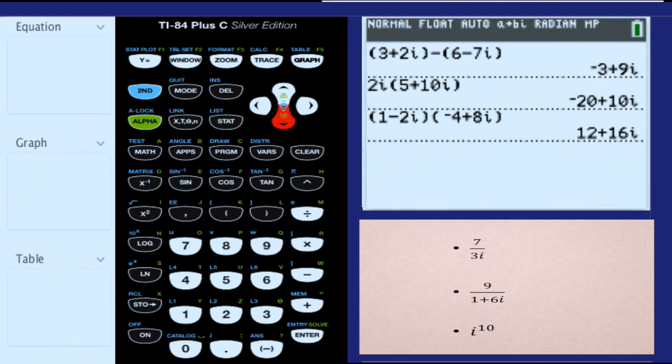Division is slightly different. You do have to do the work for the calculator a little bit. The calculator will not allow you to divide by a complex number, so we have to do the work. In other words, how do you get an imaginary number out of the denominator? We multiply by the conjugate. So when we have 7 divided by 3i, we're going to multiply numerator and denominator by 3i.